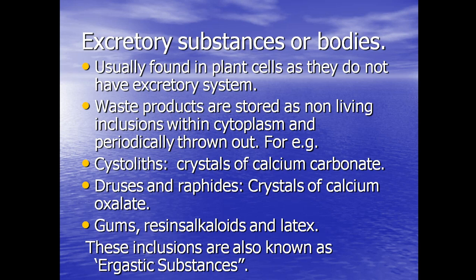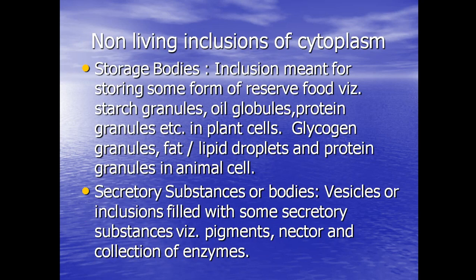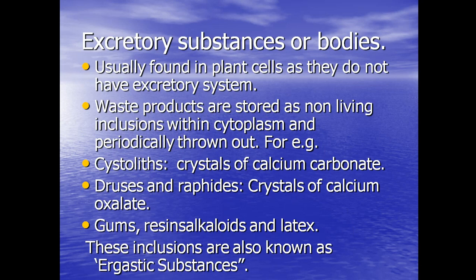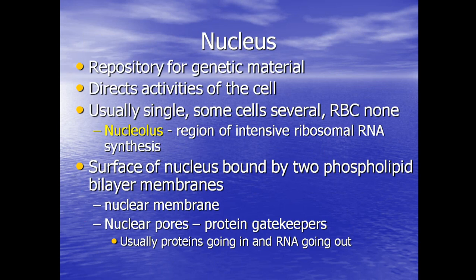All these inclusions, non-living inclusions, which are found within the cell, are popularly known as ergastic substances. If you want to put everything under one umbrella, you can call it ergastic substances. That includes the excretory substances, non-living inclusions, all storage bodies, secretory substances, all these things come under the one heading, that is the ergastic substances. So with this, we have completed our discussion on the cytoplasm.